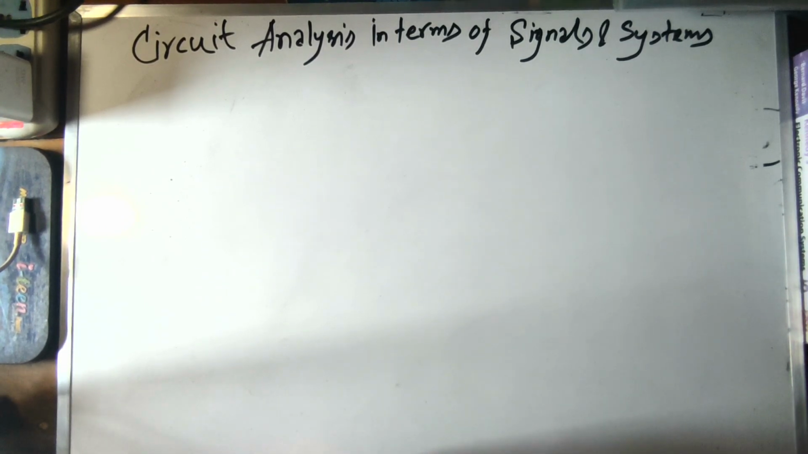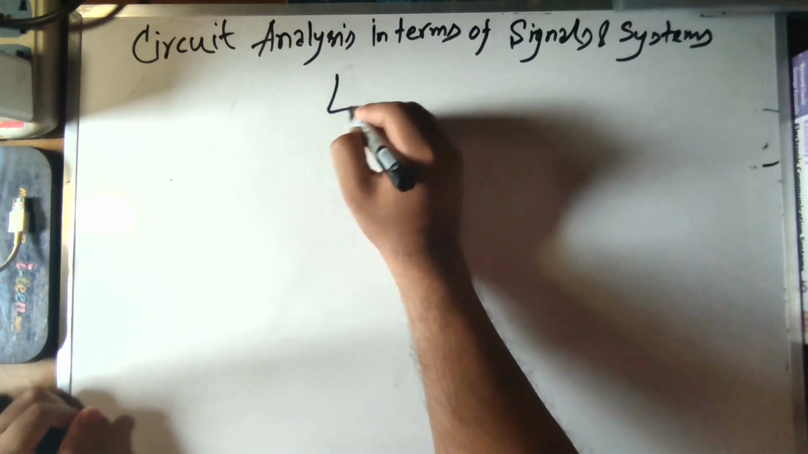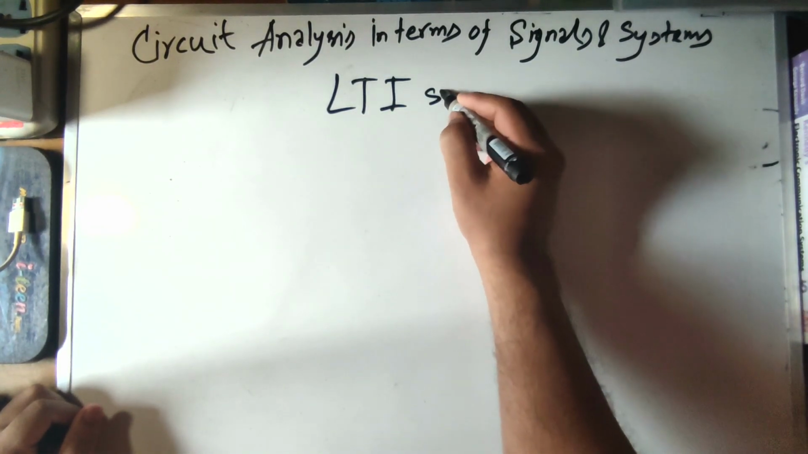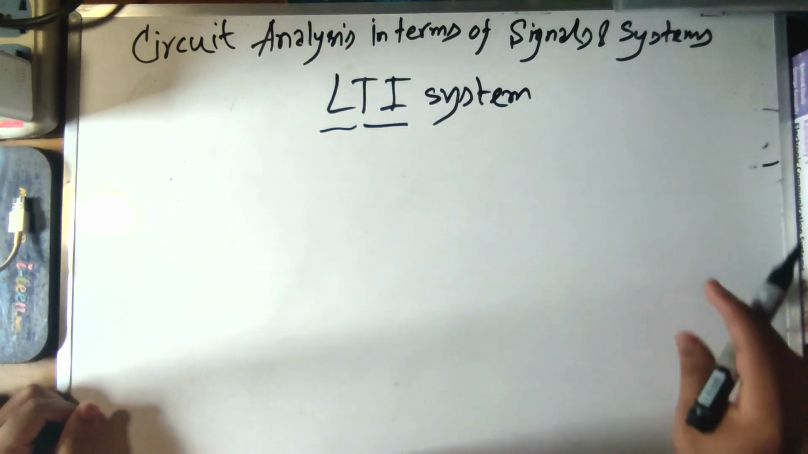So what are systems? We know that systems are just an interconnection between elements, from which if we give input we get a certain output. That's a system which gives results. So electrical systems are specifically LTI systems. What is an LTI system? The full form is linear time invariant systems.